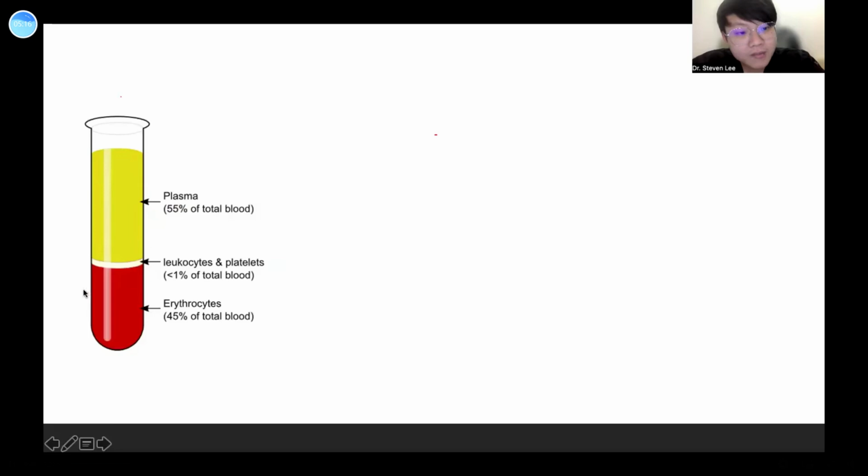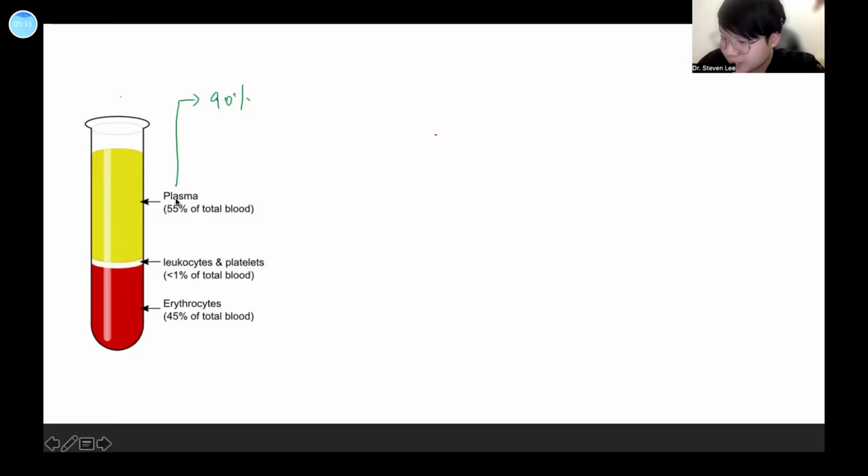So if you look at this picture, it just summarizes what I told you just now. If you look at the whole blood, about 55% is actually plasma. Your red blood cells are the remaining 45%, and your white blood cells and platelets make up less than 1%. Out of this 55%, if I look at the plasma only, actually 90% of it is what?